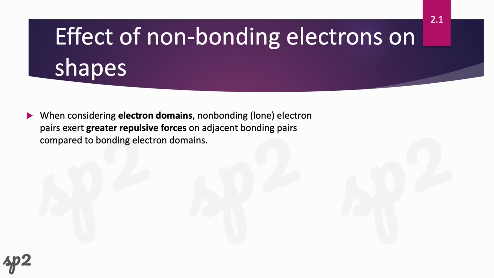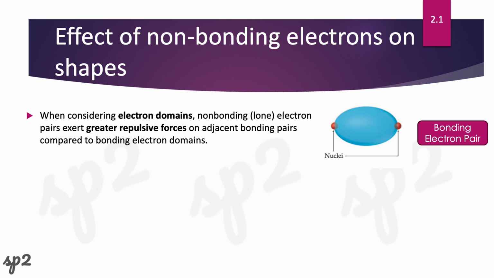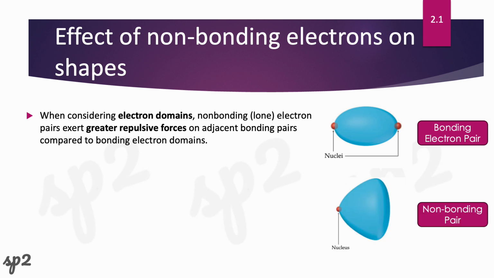Okay, so when you're considering your electron domains, the non-bonding or the lone electron pairs are always trying to exert greater repulsive forces on adjacent bonding pairs when you compare them to your bonding electron domains. And here's a very simple picture that you can use to visualize that. If you look at the blue area, this is the volume occupied by the bonding pairs, the electrons that we have between the two nuclei. But if you look at your non-bonding pair, you've got a bigger area on one side of the nucleus. This is representing your non-bonding pair of electrons.